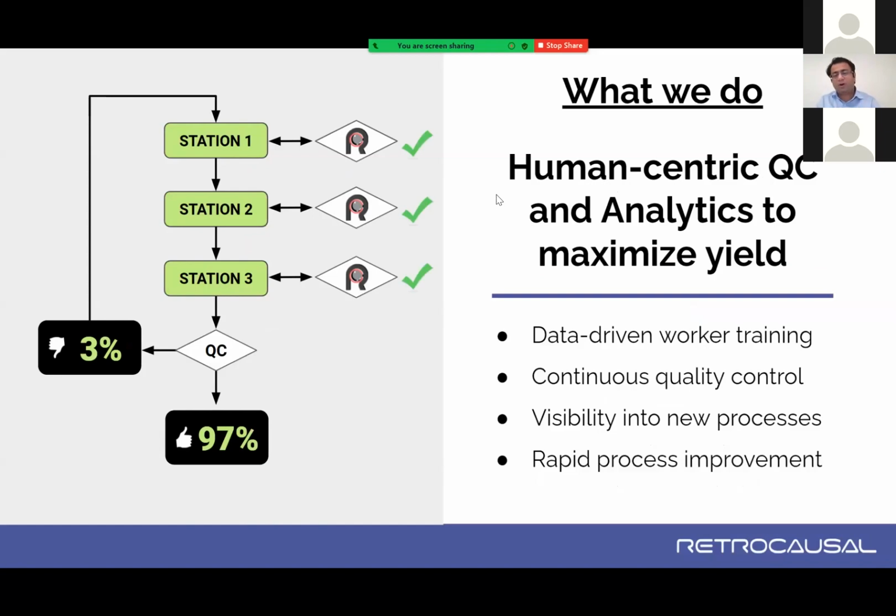So what I'll talk about is using work instructions in a more interactive way, so that you can do human-centric quality control and analytics that maximize yield, reduce mistakes, and so on and so forth, right? So these systems will help you do worker training in a more data-driven way. You'll be able to do quality control in a more continuous manner. You'll get more visibility into new processes, and you'll be able to improve your processes a lot faster.